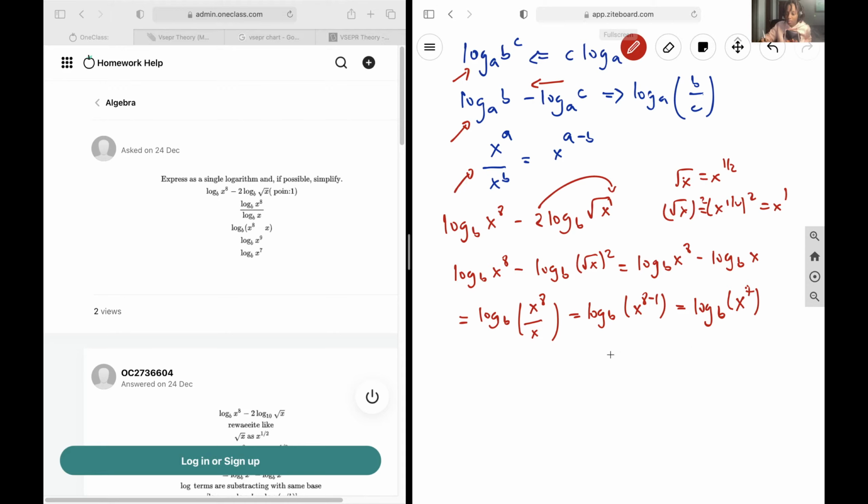So in the scenario where b equals x, then we use a combination of this first one with the fact that log x of x will be 1, and we would get the answer log x to the power of 7 is simply 7. But this is in the scenario b is x. We have not been told that, so this is going to be my final answer.